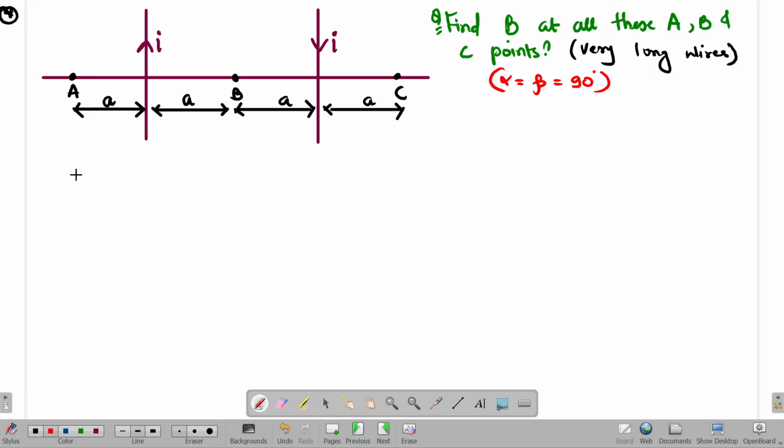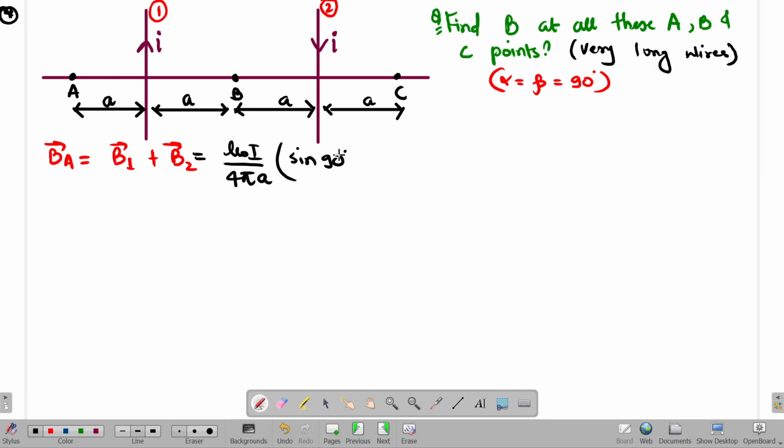So look over here. If I want to find the magnetic field at A, it will be due to, let's suppose this is the first wire and this is the second wire. So it will be the magnetic field due to the first wire plus the magnetic field due to the second wire, or not. So due to the first wire, this is at distance a. So what is this? Mu naught I by 4 pi a, 2 sine 90, isn't it? L cap cross R cap. L cap is along J cap. R cap is minus I cap, isn't it?